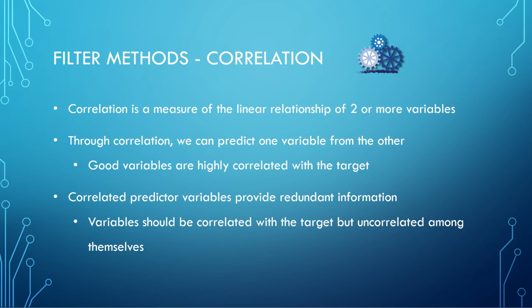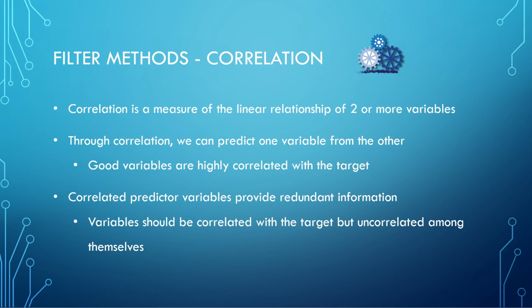Correlation is often a useful property. If two variables are correlated, we can predict one from the other. Therefore, we generally look for features or predictor variables that are highly correlated with the target, particularly for linear machine learning models.